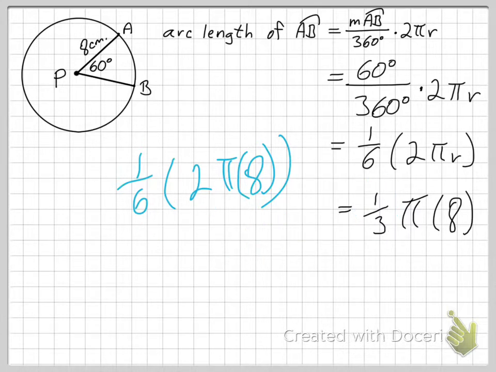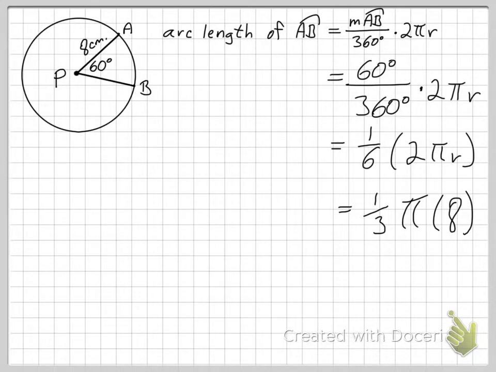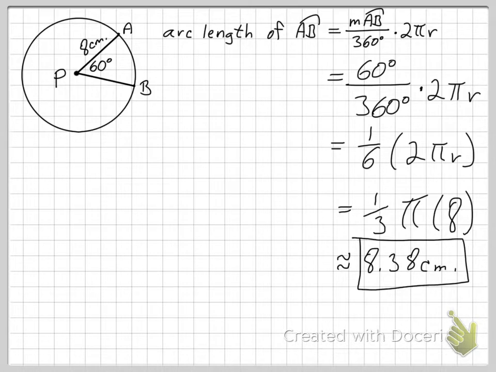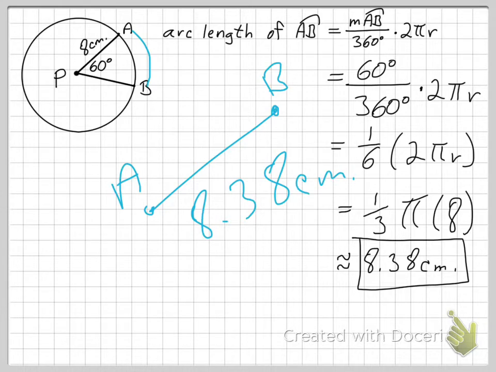So going back to the original equation here, the way I went from here to here is I just went 2 times 1/6, which is 1/3 pi times 8, and multiplying those all out, you get 8.38 centimeters. So the distance from A to B, if I were to stretch out A to B, say a string with the length AB, it would be 8.38 centimeters long.